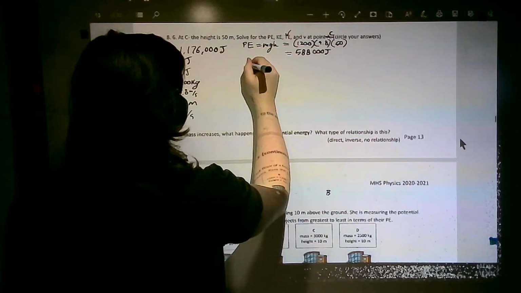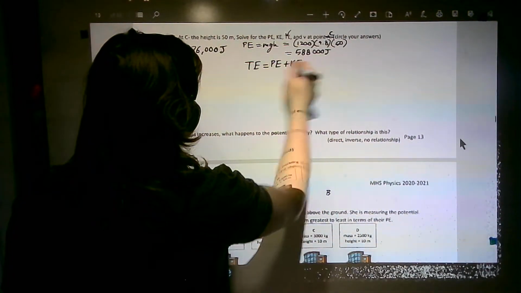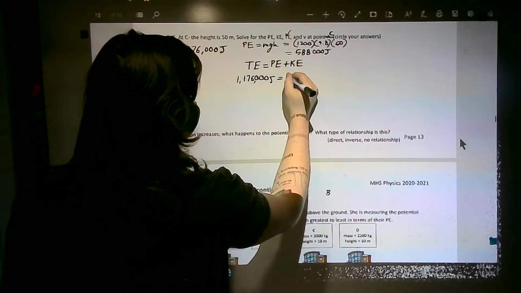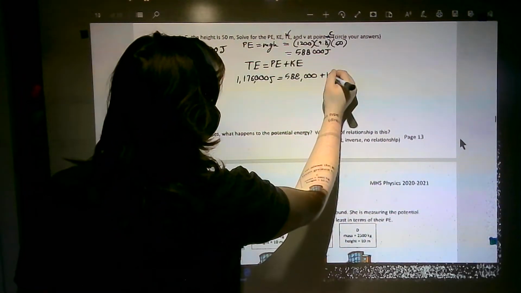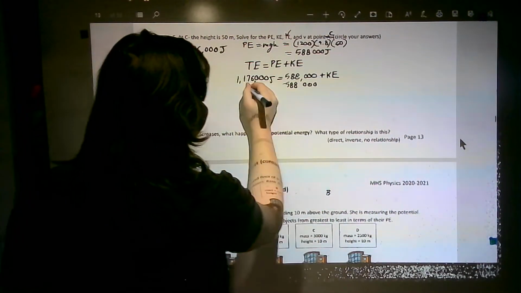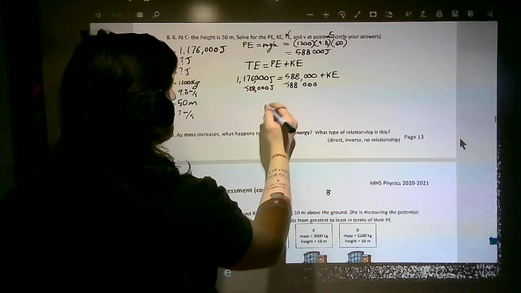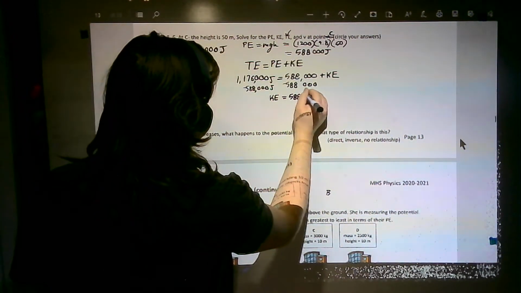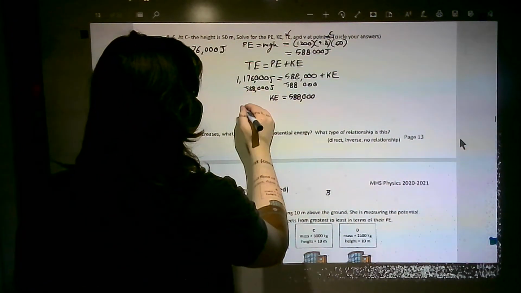Now this is the halfway point, so you can use that half and half trick if you like it. I always just do the total energy step. Our total energy is potential plus kinetic. 1,176,000 joules of total energy is equal to 588,000 joules of potential plus whatever remainder is kinetic. Subtract your 588 from each side. And we are going to get our kinetic energy being equal to 588,000 once you do the math there. Which is still half and half, but helps if you do the steps.